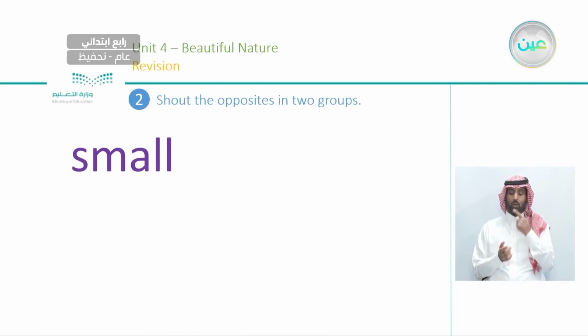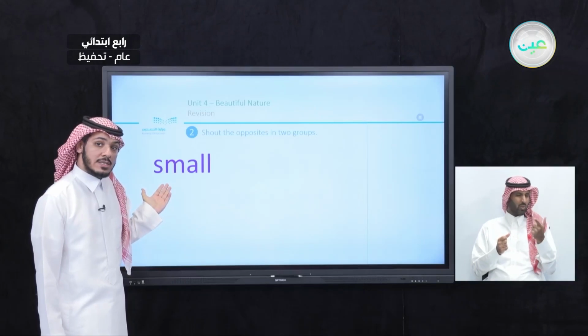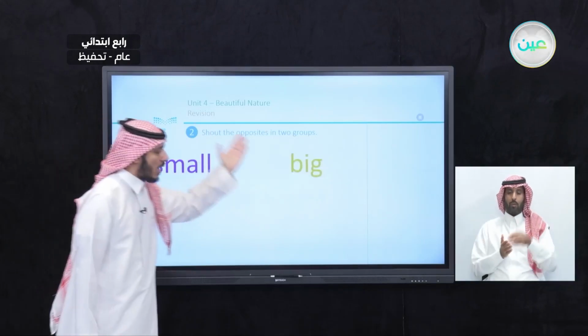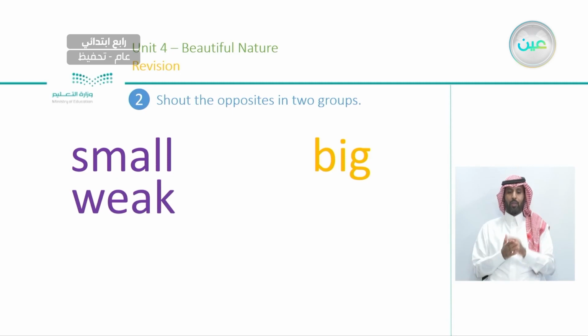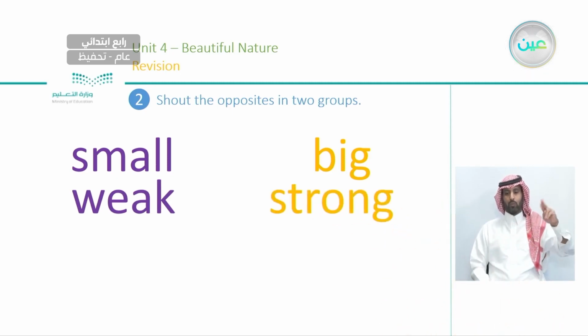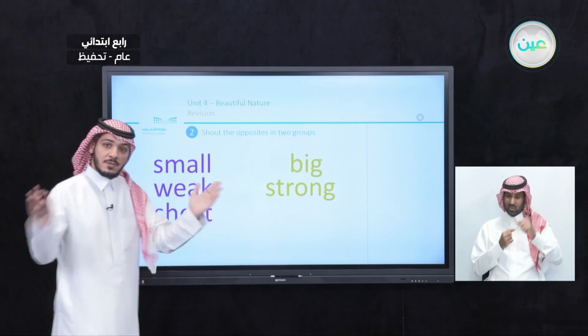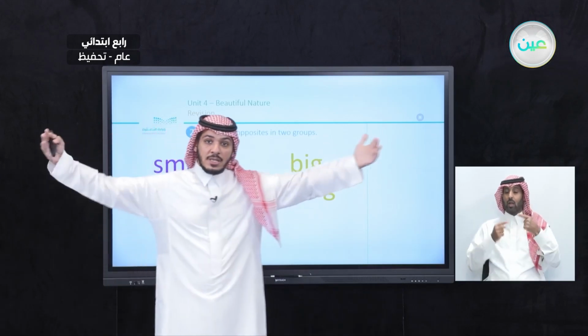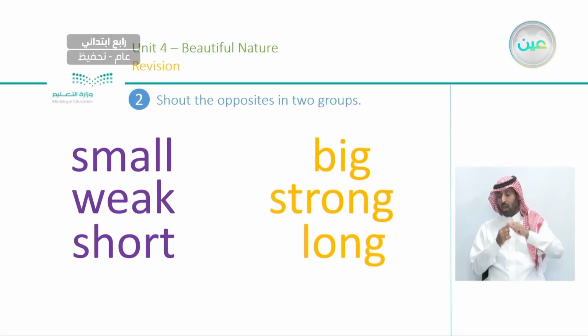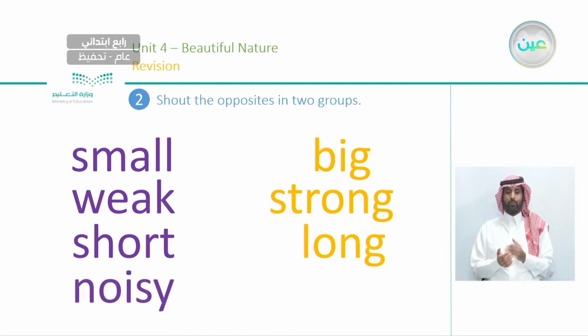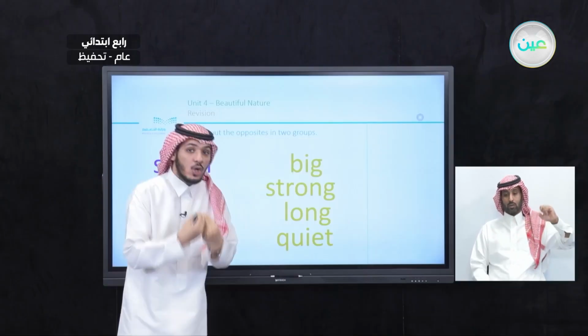Now we have question 2. Shout the opposite in two groups. We have small, and the opposite is what? Big. And we have weak. The opposite of weak is what? Strong. Excellent. We have short. What is the opposite? Long. Excellent. After that we have noisy. The opposite is what? Quiet. Excellent.